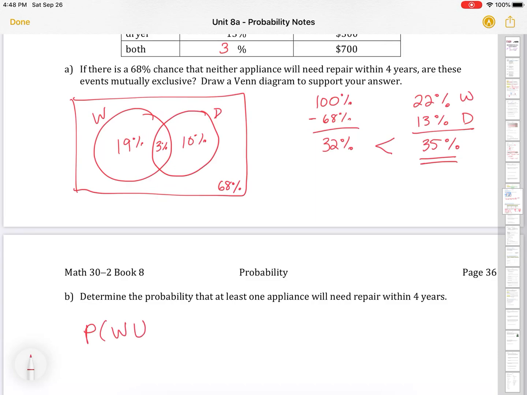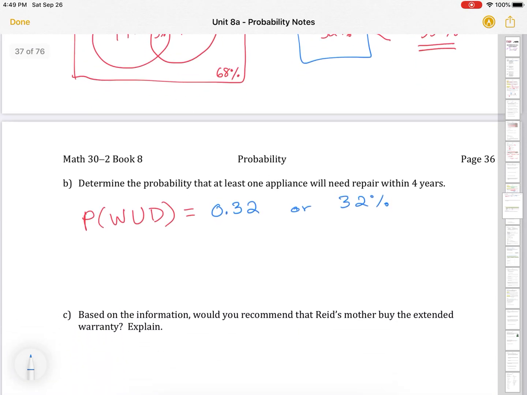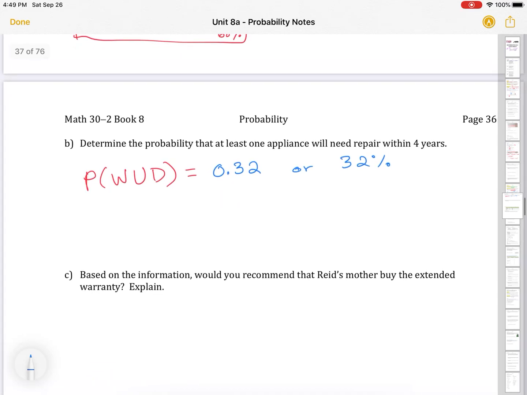All right. Now, let's continue. Determine the probability that at least one appliance will need repair within 4 years. Well, the probability of the washer or the dryer needing repair, we know, because we figured it out up here, that is the probability, right? It's 0.32 or 32%, right?